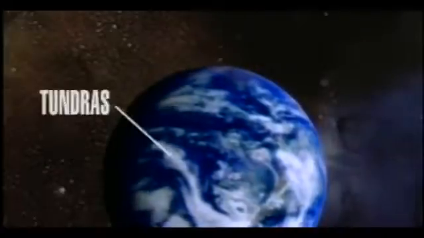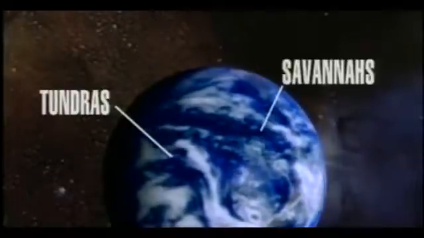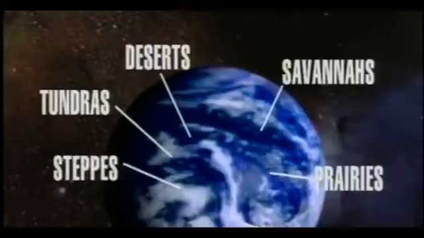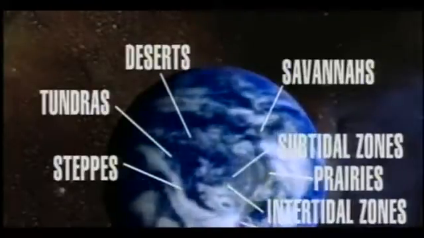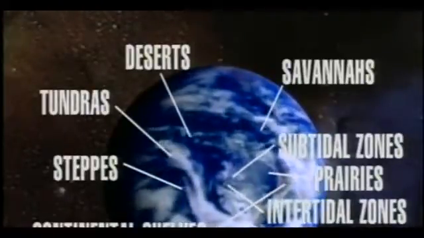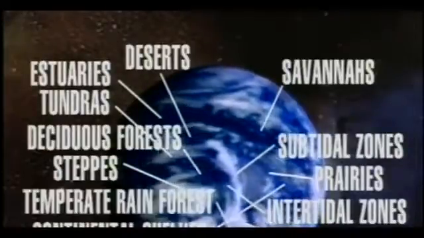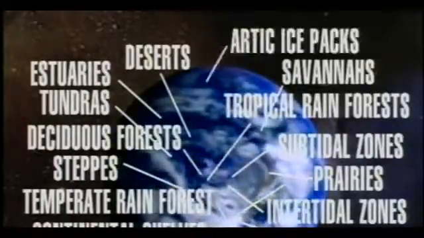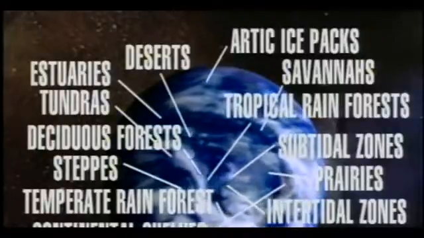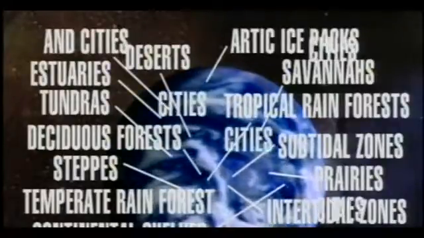This is the Earth, our world. All the living things that we know of live here, and they live in ecosystems. Places like tundras, taigas, savannas, grasslands, prairies, deserts, steppes, intertidal zones, subtidal zones, continental shelves, deep ocean zones, estuaries, deciduous forests, temperate rainforests, tropical rainforests, Arctic ice packs, wetlands, marine mudflats, and cities.